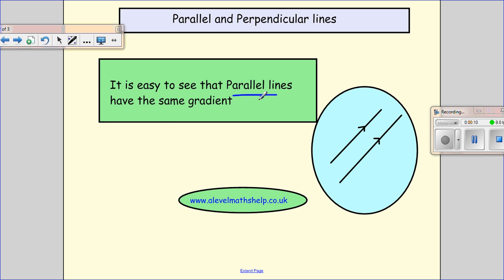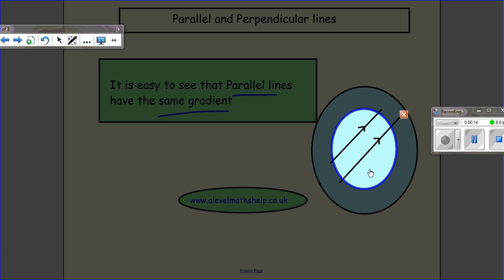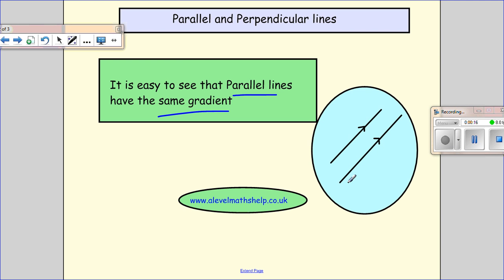Okay, so for parallel lines, hopefully you can just see that if we've got parallel lines, the gradient's going to be the same. Remember what gradient is: change in y over the change in x. And so if we're going along 1 and up 1 on this one, we'll also go along 1 and up 1 on that one. So for them to be parallel, they must have the same gradient.